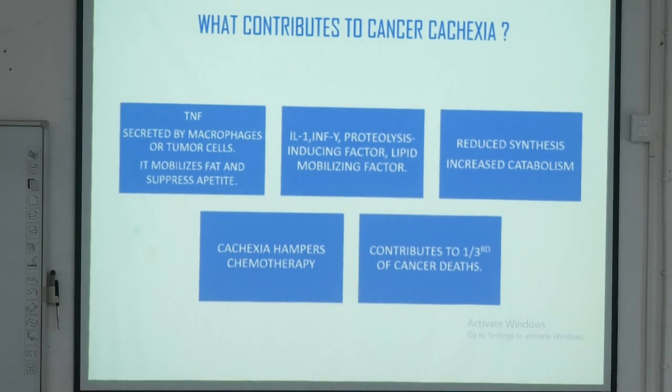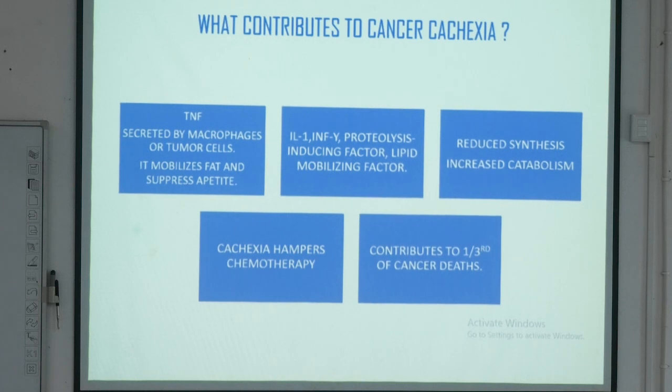So what contributes to cancer cachexia? The most important thing is TNF, tumor necrosis factor, which is either secreted by the tumor cells themselves or secreted by the macrophages. What it does is, it mobilizes fat from the adipose stores. Fat can be anywhere, in the legs, thighs, abdomen. It mobilizes the fat from its normal stores and it also suppresses appetite. That's why the patient gets anorexia.